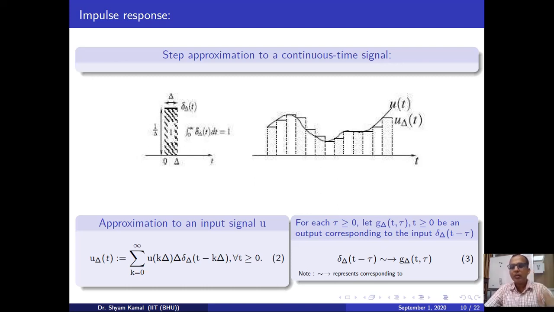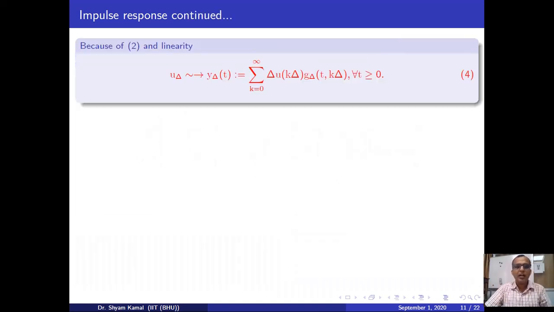So for tau greater than or equal to 0, g delta t tau is the output corresponding to the input. So I have some linear system, I have applied some impulse to that system, and after that I am going to note that response. Now you can see that I have approximated the continuous signal by some kind of delta signal. Now in order to know the output, I have to do a summation, and this is a linear system.